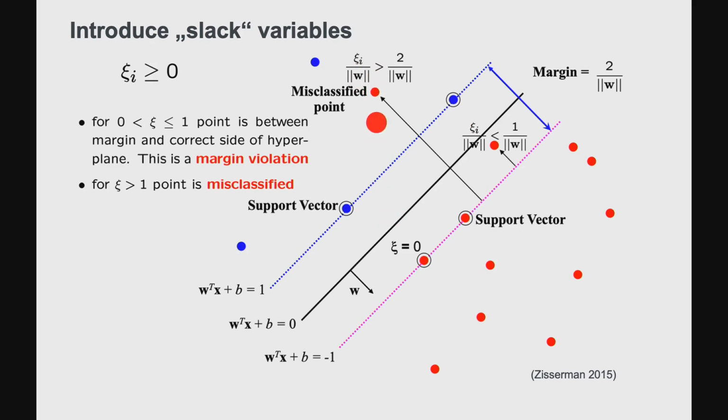So you see that in this case, actually, the zeta i is more than this margin. So this is 1 divided by w, and this is another 1 divided by w. So this zeta i is more than 2 divided by w away from this targeted line.